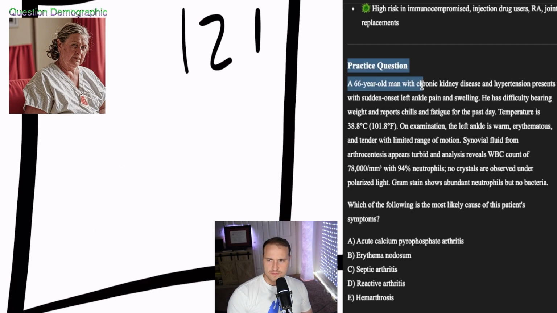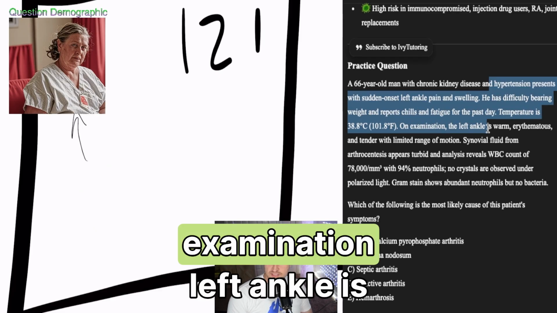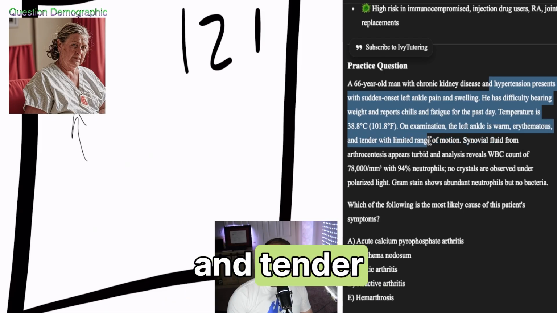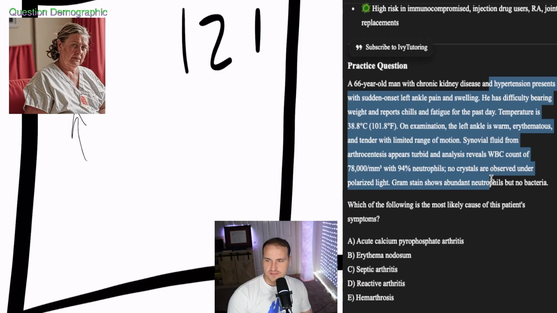So here we go. Our first question involves a 66-year-old man. It could also be a female, hence our demographic photo here. With chronic kidney disease and hypertension, presents with sudden onset left ankle pain and swelling. He has difficulty bearing weight and reports chills and fatigue. Temperature is 101.8. On examination, the left ankle is warm, erythematous and tender. Synovial fluid shows a white blood cell count of 78K, 94% neutrophils, and Gram stain shows abundant neutrophils but no bacteria. Which of the following is most likely the cause of the patient's symptoms?